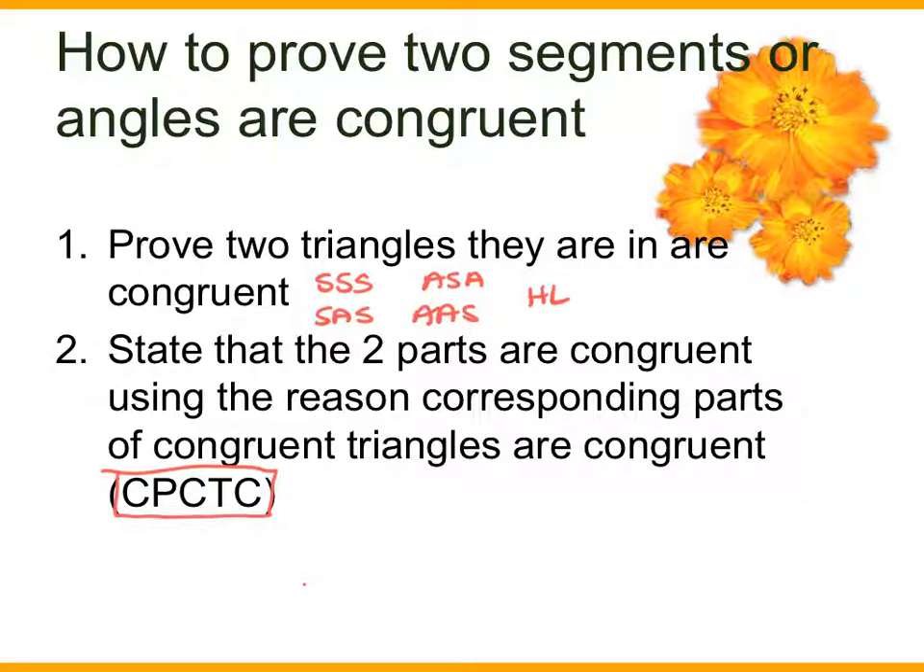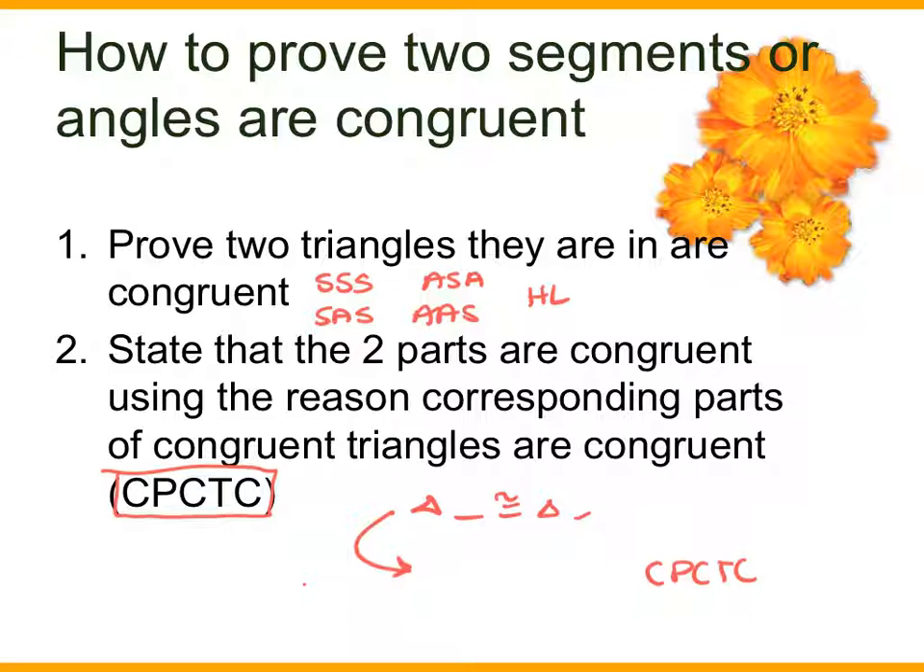Okay, so we're pretty much ending with CPCTC. Most of the time, yes. There are a couple of scenarios where it might be different. I'll get to those. So you use that to prove the two parts of a triangle are congruent, after you already prove the triangles are congruent. So you must have a statement that says this, whatever that is, first. Then you can say CPCTC.